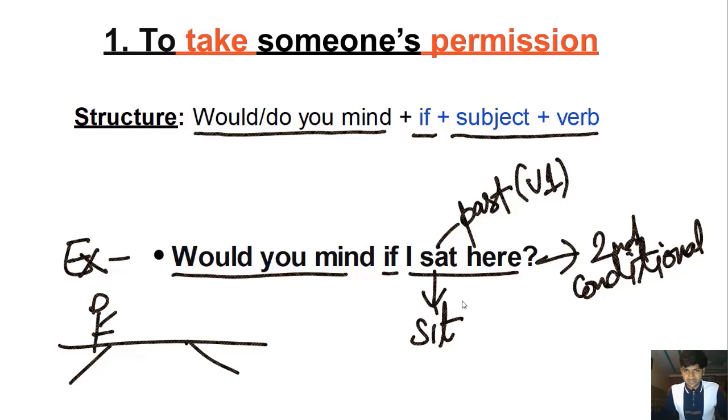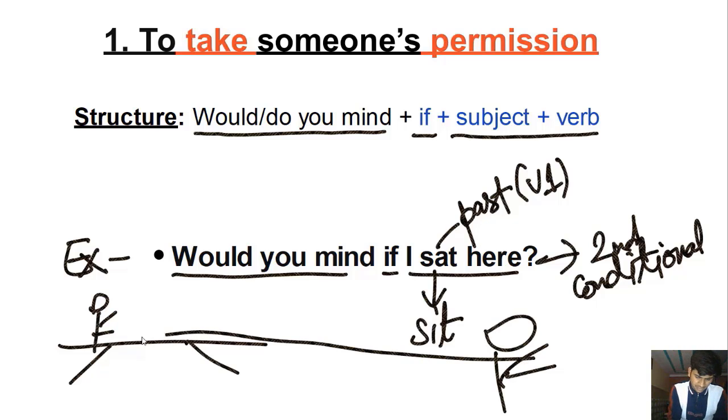If you say, would you mind if I sit here? So you're basically going to sit there and you're just taking that person's permission. So I'm here and I'm just going there and I have completely planned it. I'm just going to sit here. But before sitting, I just want to take your permission because I want to be nice.